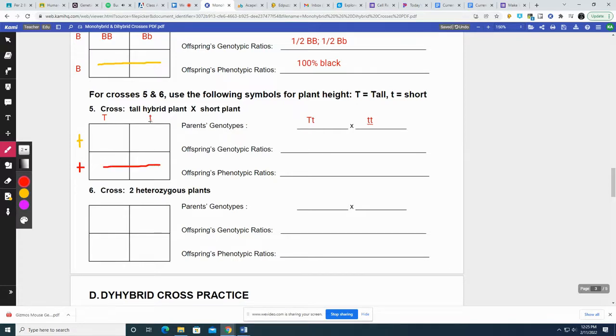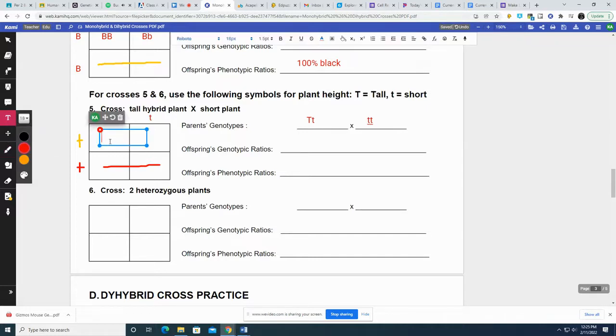Now, we can't cross these out because they're different. So now we just fill in the boxes. This is going to be big T, little t. This will be little t from the top, little t from the side. Genotypic ratio: 1 out of 2, or 1/2, will have the genotype of big T, little t. And 1/2, or 50%, will have the genotype of little t, little t.